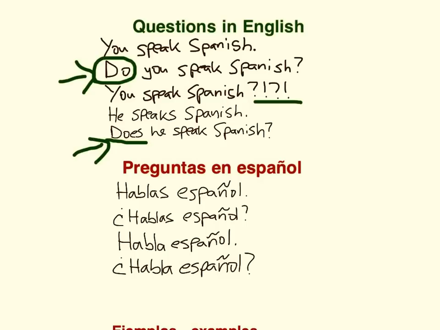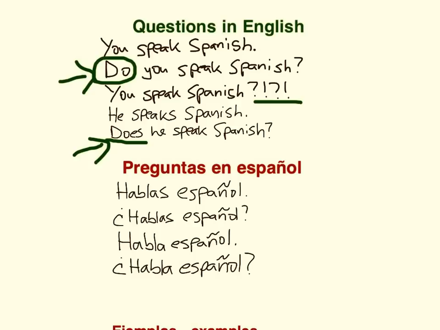Here's the same example with the third person. Habla español means he speaks Spanish or she speaks Spanish. That's a statement. To make it a question, all we do is put the upside down question mark at the beginning, put the regular question mark at the end, and we ask it like a question. ¿Habla español? We raise the voice at the end. And that means, does he speak Spanish? Or does she speak Spanish? There are no other words that we have to put in.